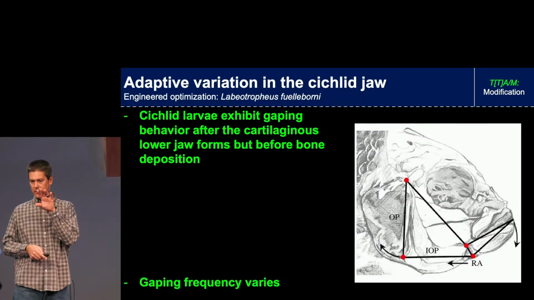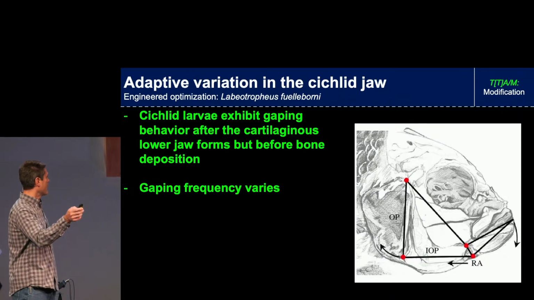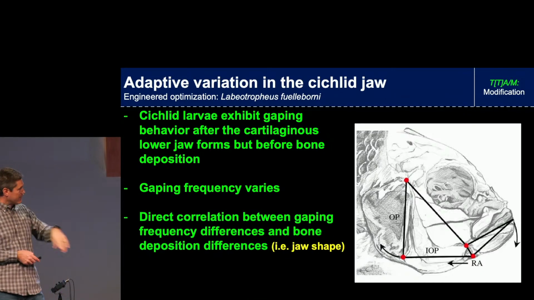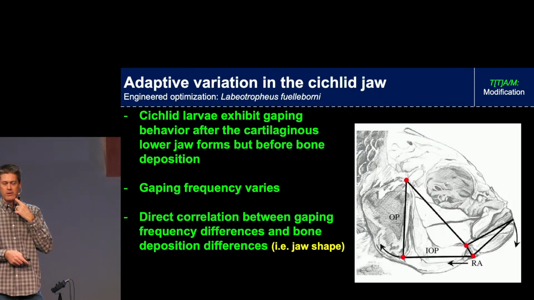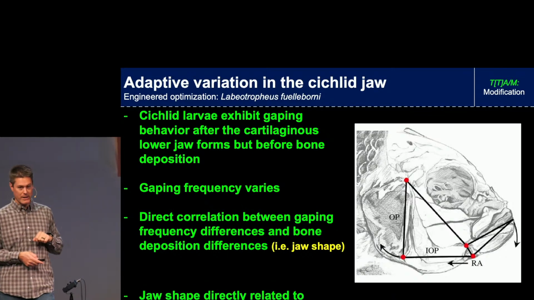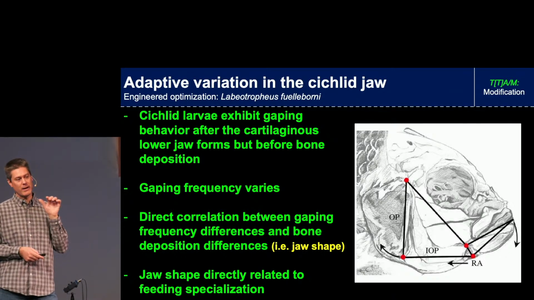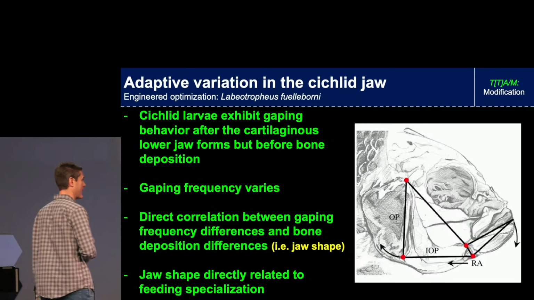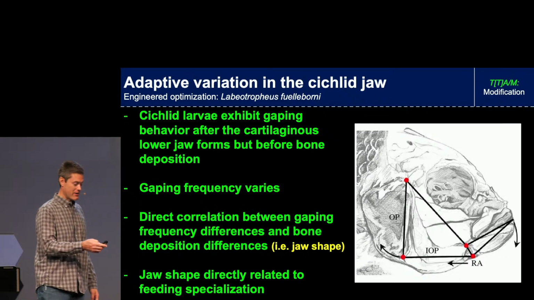that gaping frequency varies depending on the species and depending on the individual inside the species. And there's a direct correlation between the gaping frequency and the differences in how the bone is deposited. In other words, jaw shape. What's important about that is that the jaw shape is directly related to their feeding specialization. So they've adapted to the food they want to eat by actually directly manipulating the shape of their jaw with their behavior. So they are actually directly controlling their adaptive traits. Pretty amazing. So here's what the study authors had to say about that.